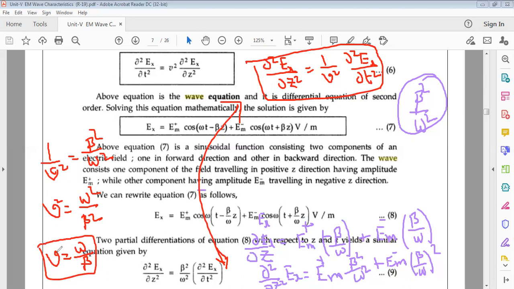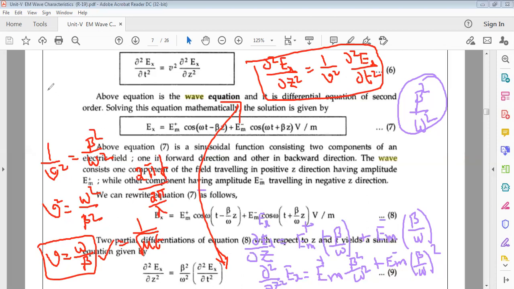Now v is the wave velocity of propagation, or the wave velocity is equal to ω/β. You know, these are equations we already derived in one of the chapters. Now we got v in terms of the constants, the square root of μ epsilon. And here ω is equal to 2πf. What is β in terms of λ? 2π/λ.